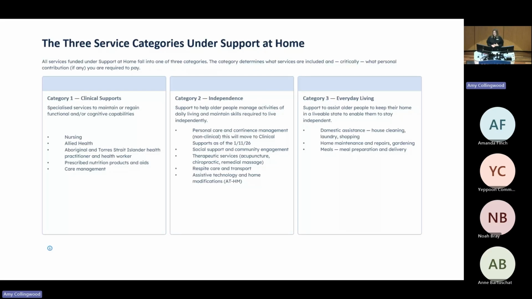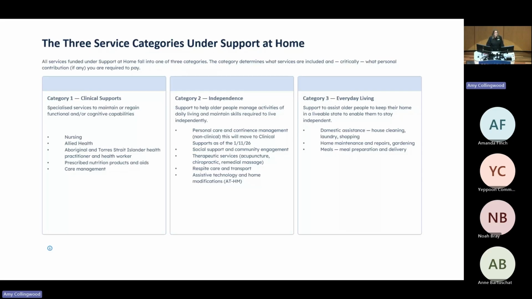Then the middle category is our independence. So that would be personal care only at the moment, because personal care is going to move to clinical care as of the 1st of November. But it includes social supports, community engagement, your transport, therapeutic services like chiropractor, acupuncture and remedial massage, respite, and assistive technology and home modifications. And I'll touch on those a little bit later because they're a little bit confusing, the AT and HM funding.